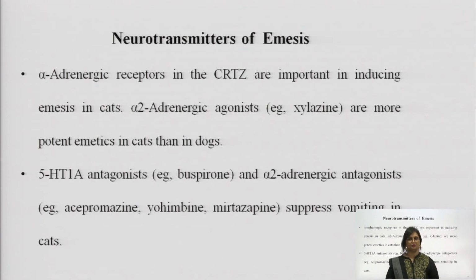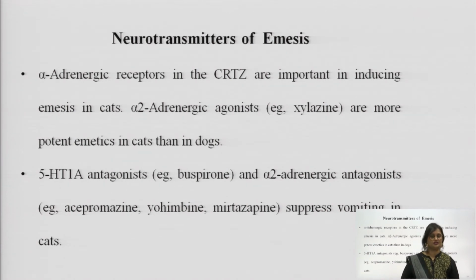Neurotransmitters can be briefed into alpha adrenergic receptors in the chemoreceptor trigger zone, which are important in inducing emesis, especially in cats. So, alpha-2 adrenergic agonists would help in inducing emesis. An example of these alpha-2 adrenergic agonists is xylazine. They are more potent emetics, especially in cats, rather than canines.